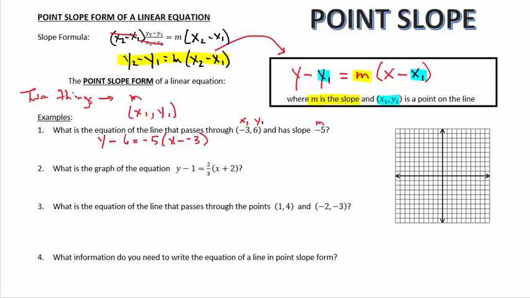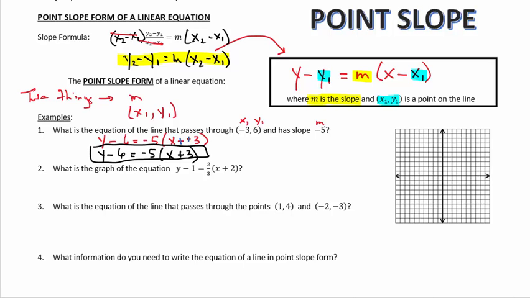Now the last thing we're going to do is simplify this. y minus 6 just stays y minus 6, equals negative 5. Now x minus negative 3: remember our KCC rules, keep, change, change. Keep the x, change the subtraction to addition, and change the negative 3 to a positive 3. So I'm going to have x plus 3. And that is our equation of the line that passes through negative 3, 6 with the slope of negative 5 written in point-slope form.